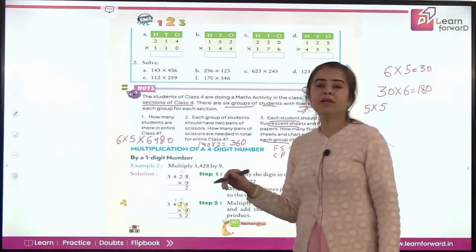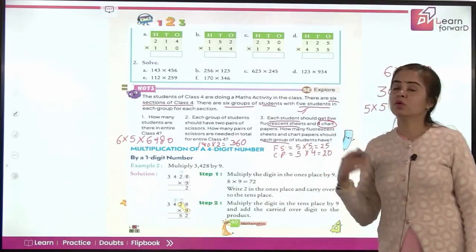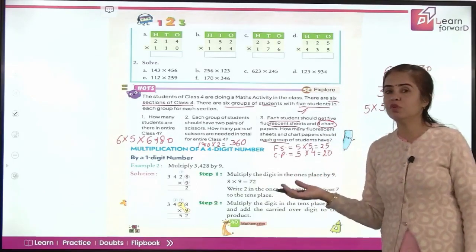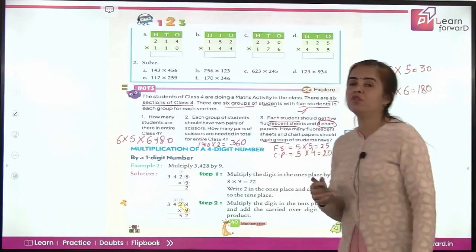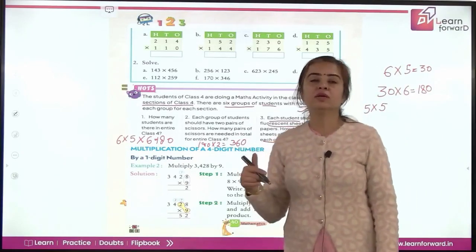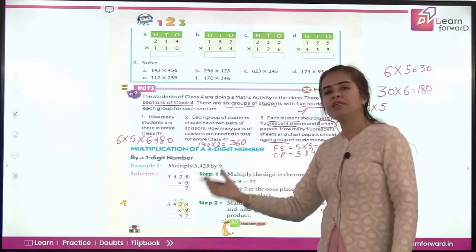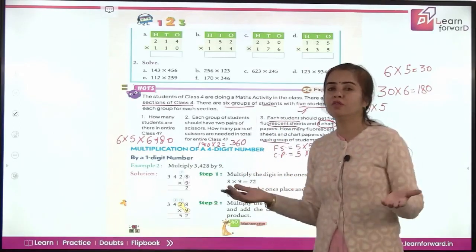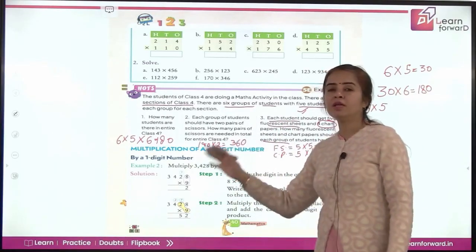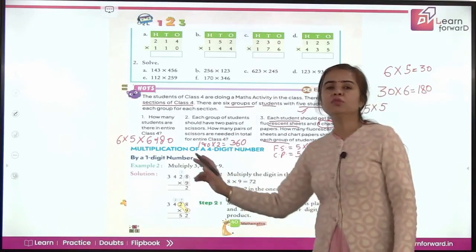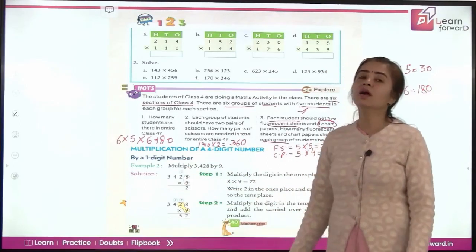Now, multiplication of a 4-digit number, because now we know bigger numbers, we know 4-digit numbers. So, we'll be multiplying 4-digit numbers also. First, by a single-digit number. Same children, just one more place has increased which has a bigger value. So, when you are multiplying by a single digit, you'll just move one more step ahead to a bigger place.